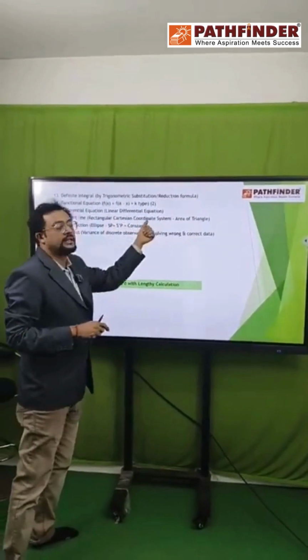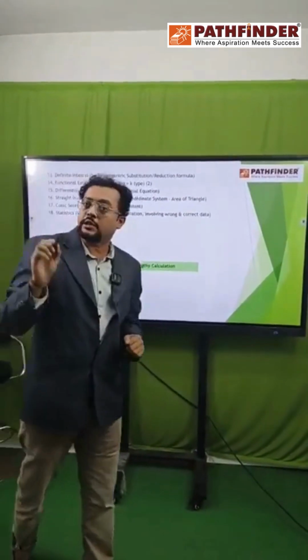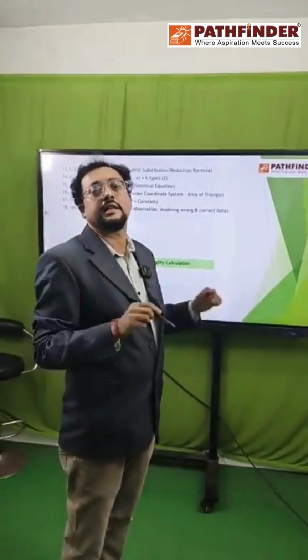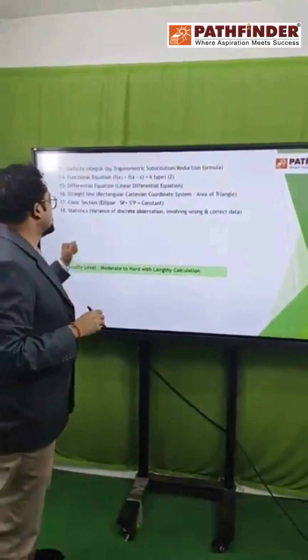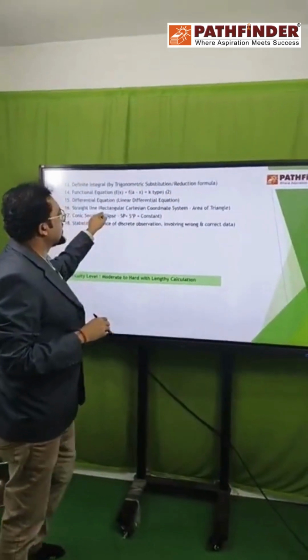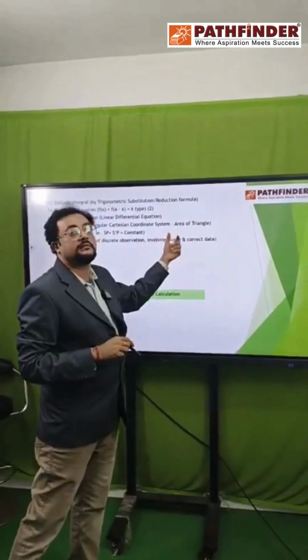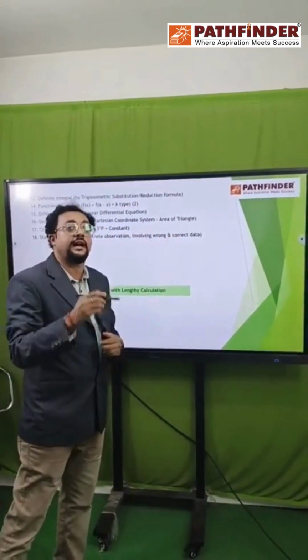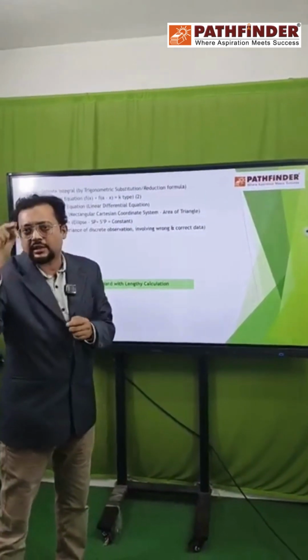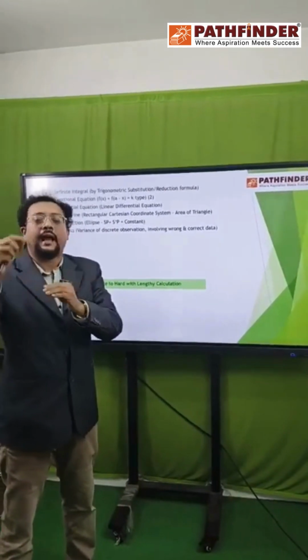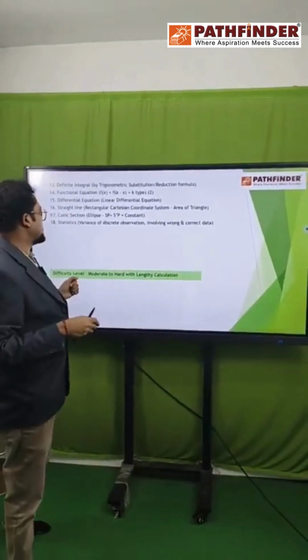Differential equation में again we have seen homogeneous differential equation. This time it came from linear differential equation. Again, straight line in rectangular Cartesian coordinate system में से प्रॉब्लम आया हुआ था, that is finding three straight line का equation था और उसमें से कोई एक area and involving some other conditions as well.